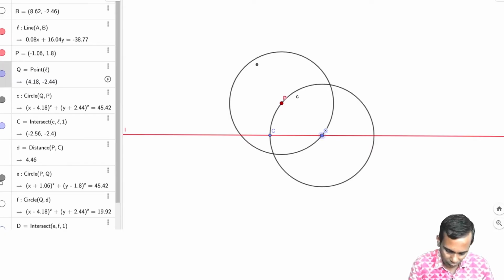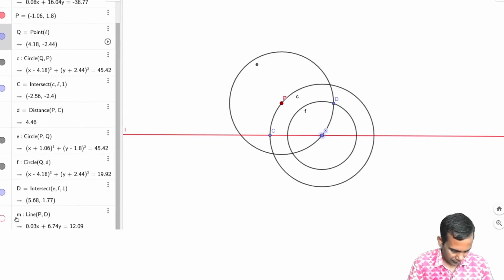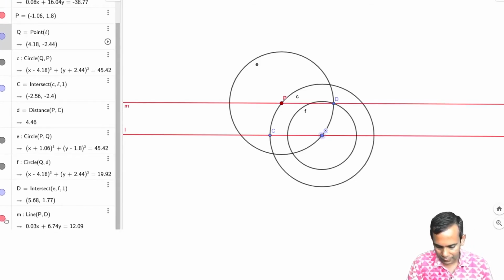So I have a second circle now with center Q and passing through P, and the idea is I will measure off an arc on this circle E with the same arc length as the arc of the circle passing through P and capital C. So what I'll do is draw a circle F with center at P and radius equal to D, where D is the distance between P and capital C. And then I take capital D to be the intersection of the circle E with the circle F. Now let's define a line M that passes through P and D. Then M is a line that's parallel to L and passes through P.